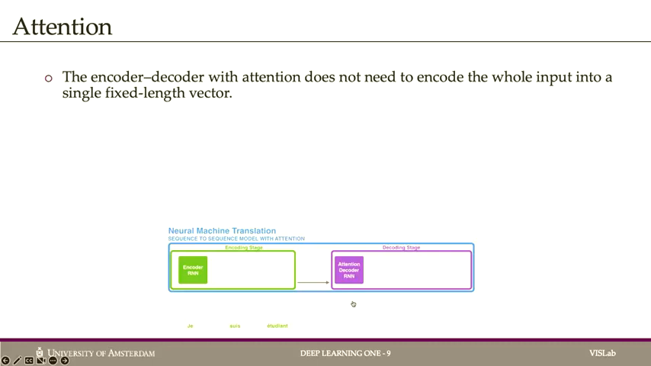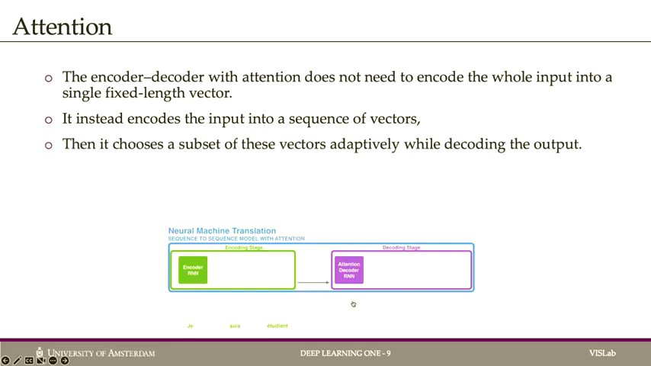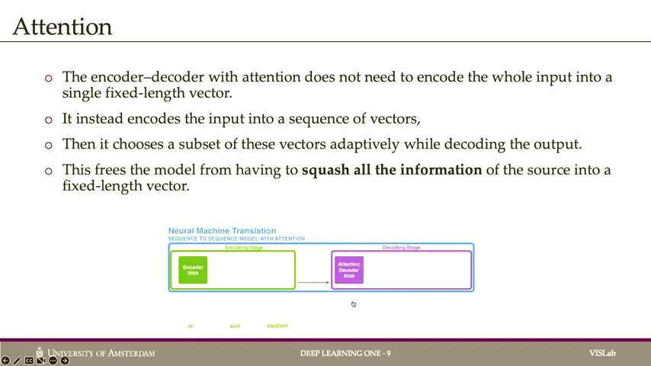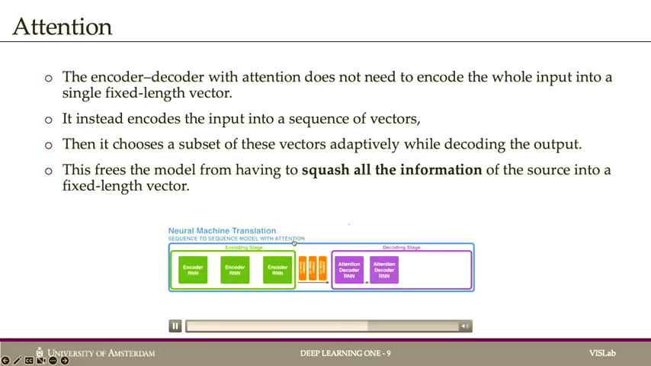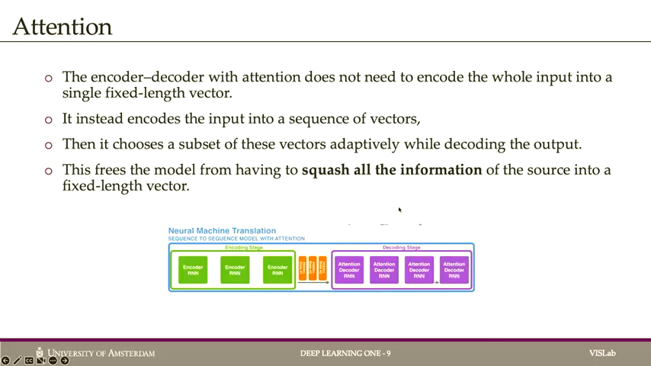Okay, so now let's see how attention works, where it finds its place in encoder-decoder architectures. If we have attention, we don't need anymore to encode the whole input into a single fixed length vector, because that was the problem, as we said. Instead, we can encode the input into sequences of vectors, basically sequences of hidden states, and then we can choose a subset of those vectors which are important for decoding the output. This frees the model from having to squeeze all information from the source sequence into a fixed length vector. So we can take a look at what happens here. We are taking the input word by word, encoding it by the encoder RNN, and then we keep all hidden states. And then when the decoder is, okay, this part is cropped somehow, but it doesn't matter.